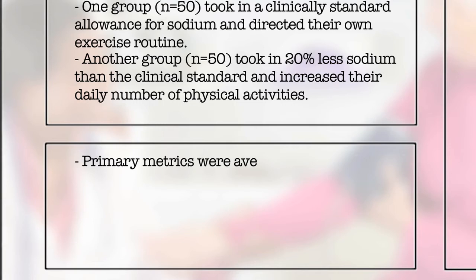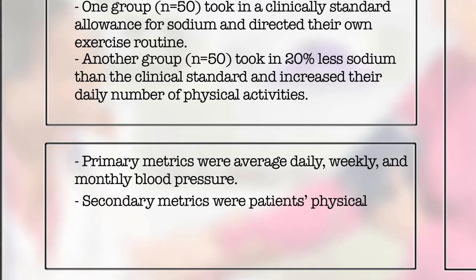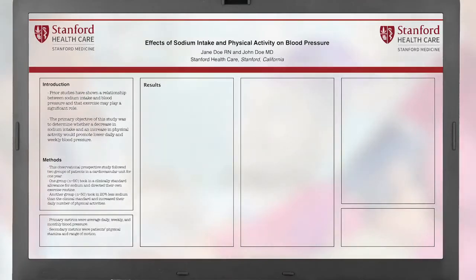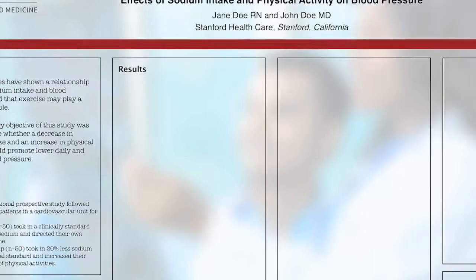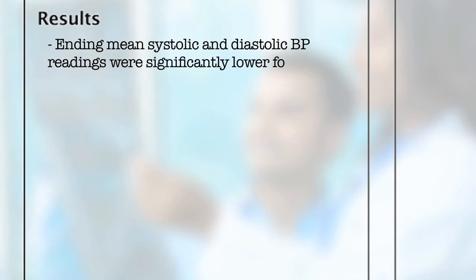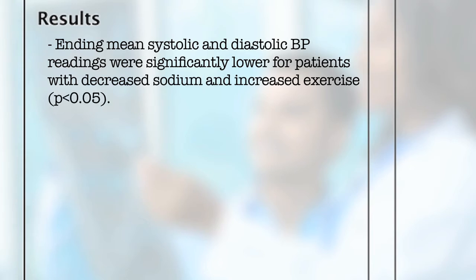Primary metrics were average daily, weekly, and monthly blood pressure. Secondary metrics were patients' physical stamina and range of motion. After you've outlined your methods, you'll get to your main findings. Ending mean systolic and diastolic BP readings were significantly lower for patients with decreased sodium and increased exercise.